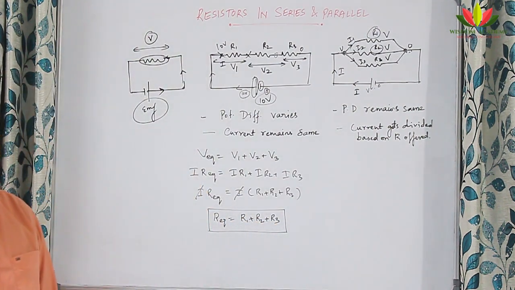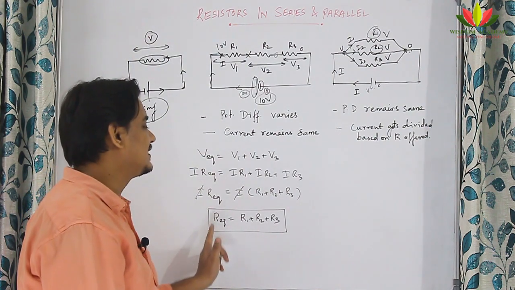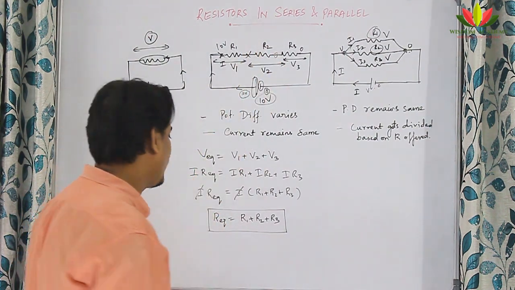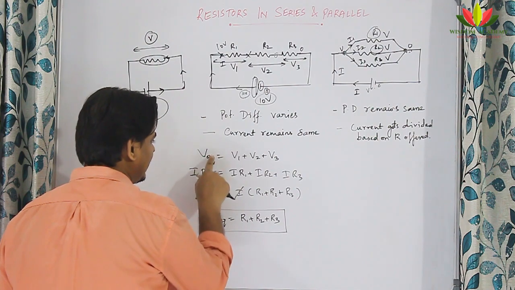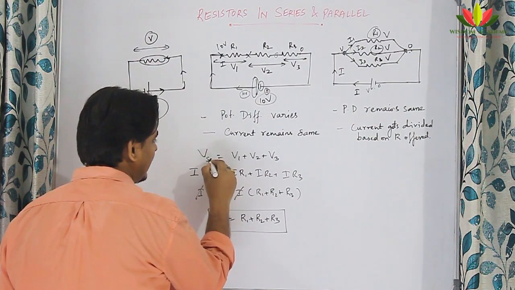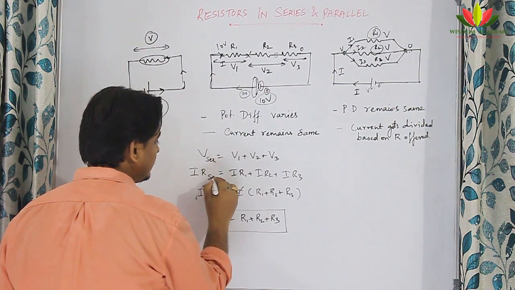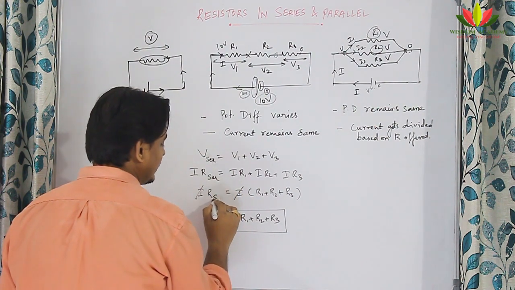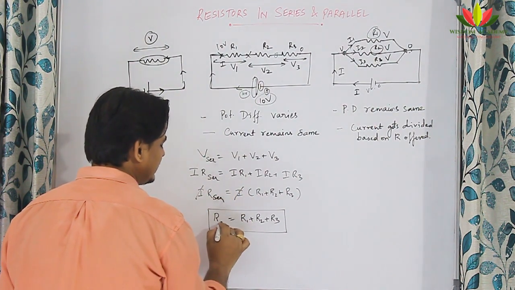This is the R equivalent value when the resistances are in series. Or I can write it in the easiest way as R series. So I will use here SER, series. SER means when resistors are in series.